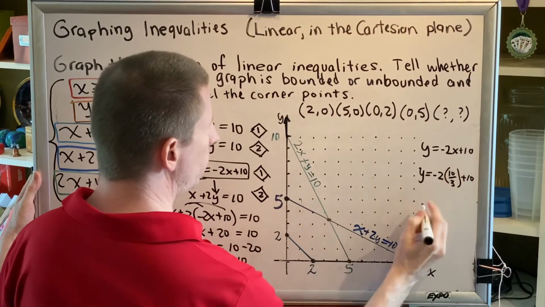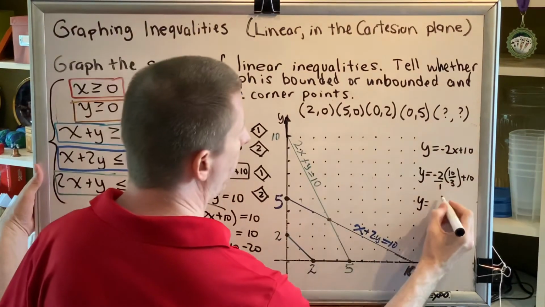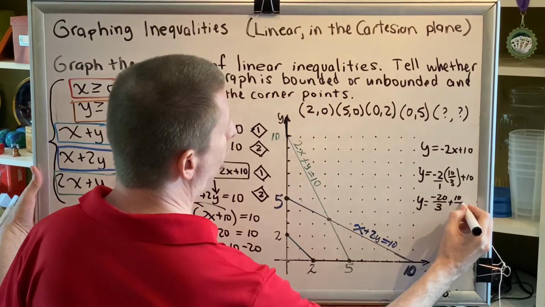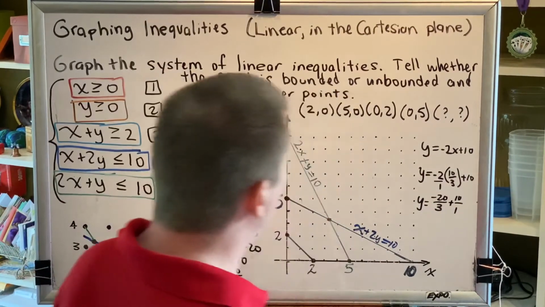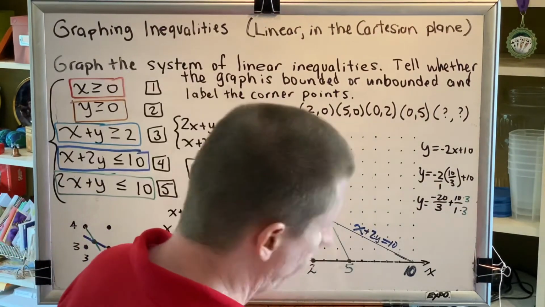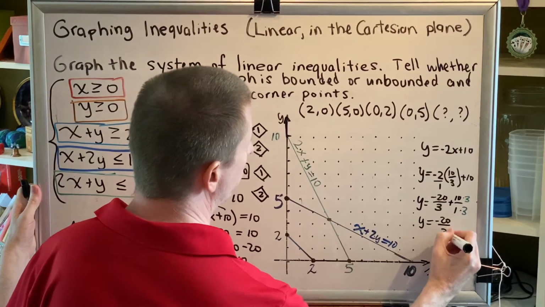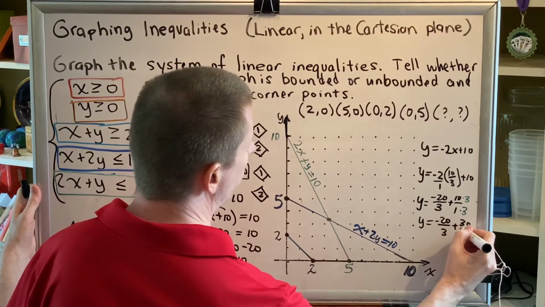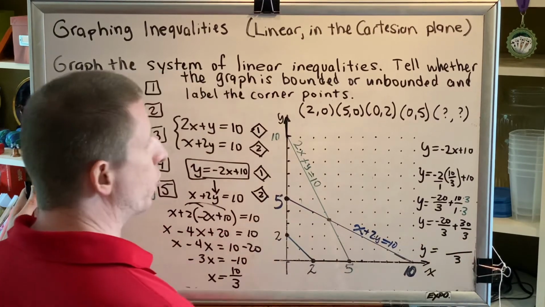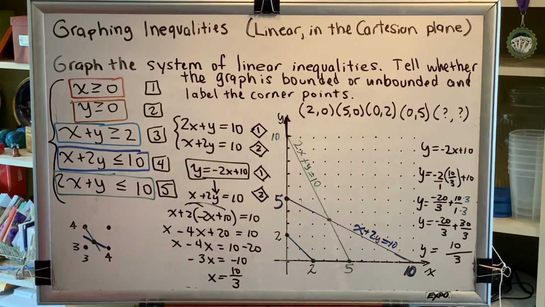I can write the -2 as -2 over 1 and multiply to get -20/3. I can write 10 as 10 over 1 and then get a common denominator by multiplying by 3 top and bottom. So then y = -20/3 + 30/3. When adding like fractions, you keep the common denominator and add or subtract the numerators. -20 + 30 is 10. So I get y = 10/3.